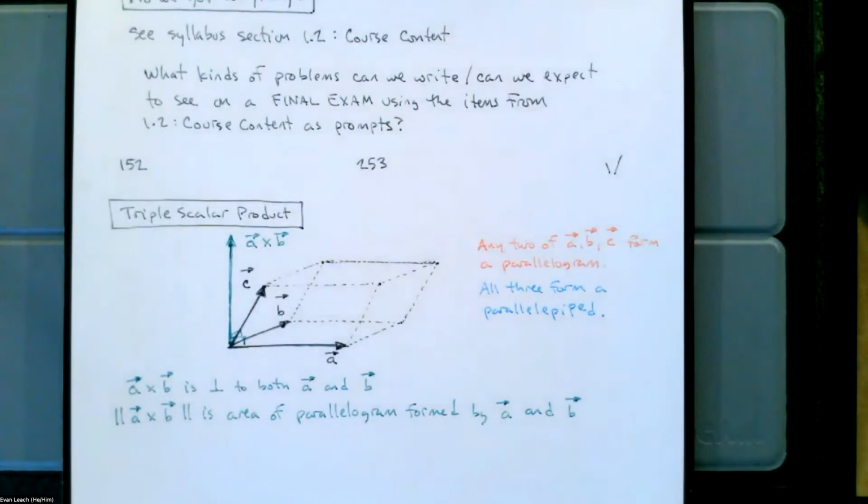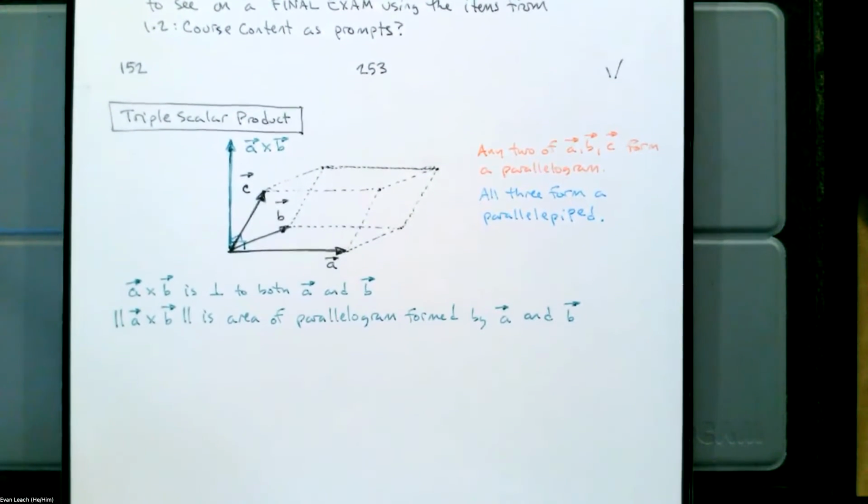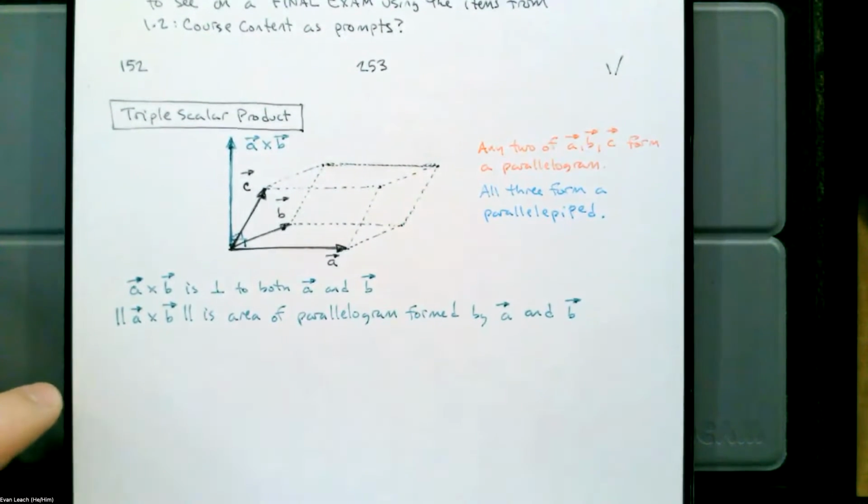This was combined into another statement that we had about the magnitude of the cross product. Recall the magnitude of the cross product was the magnitude of A times the magnitude of B times the sine of theta, the angle between A and B. If we grab A and B and just look at those in a plane.